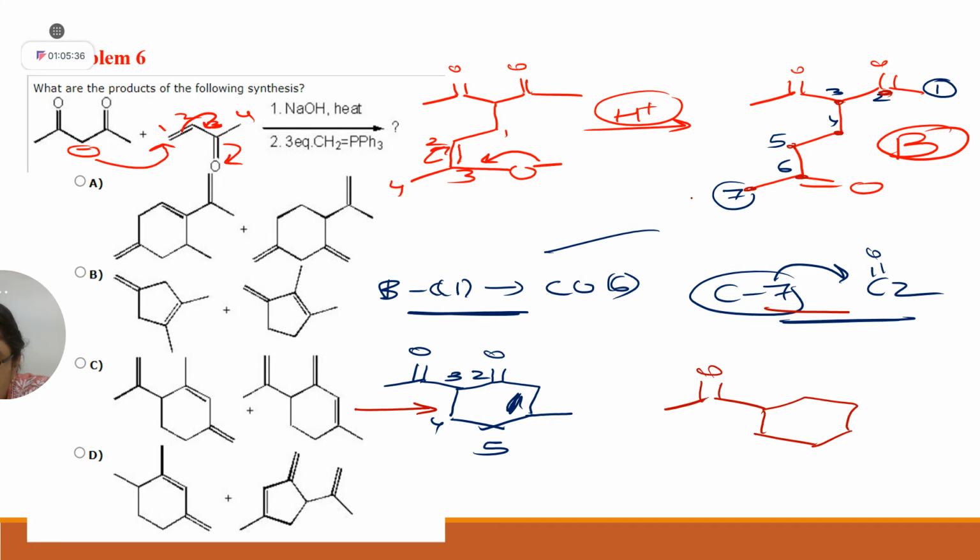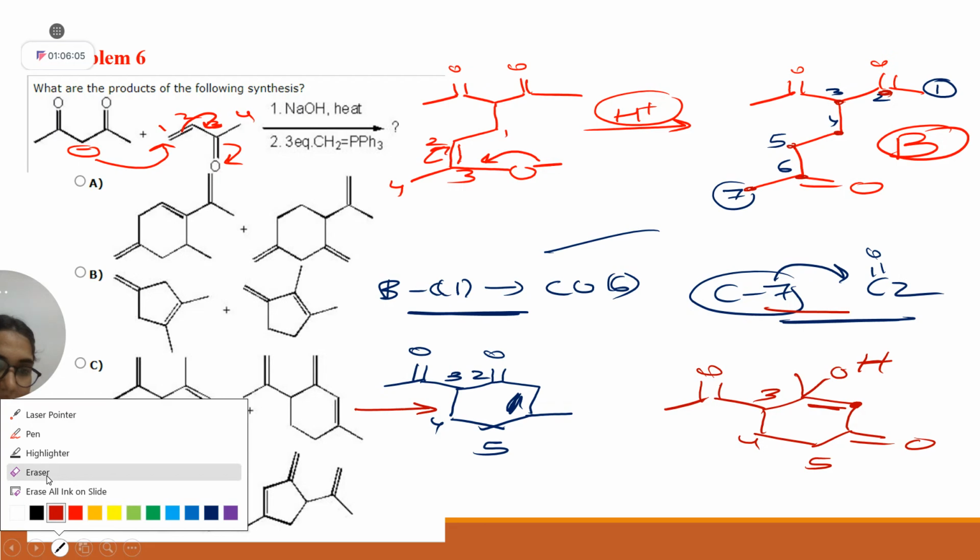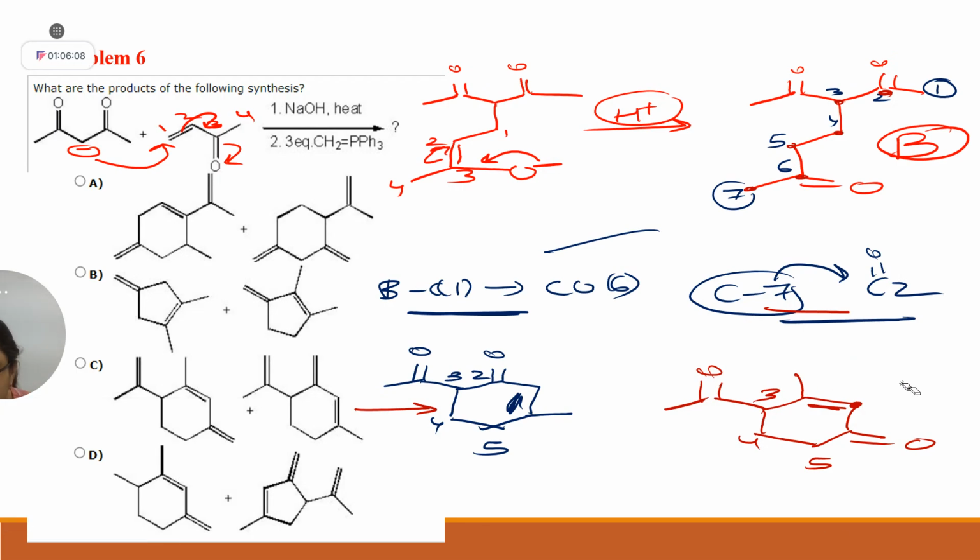Obviously this carbanion is going to attack your carbon number 2, right? So 3, 4, 5, 6 have carbonyl. 7 is your carbon that is going to attack onto this carbonyl. This is clear? It will form OH, and at last this dehydration will take place, and you will get this product. And this is nothing but option number C.